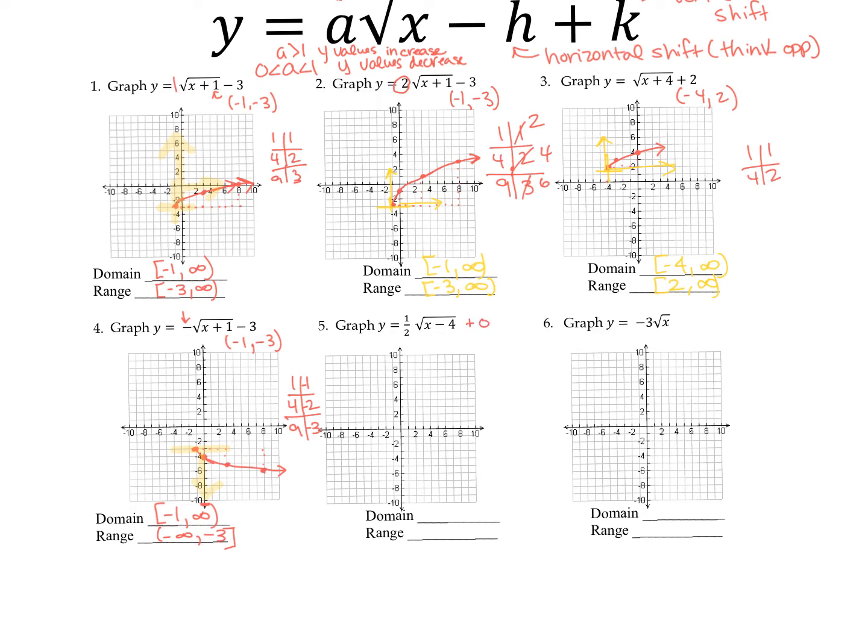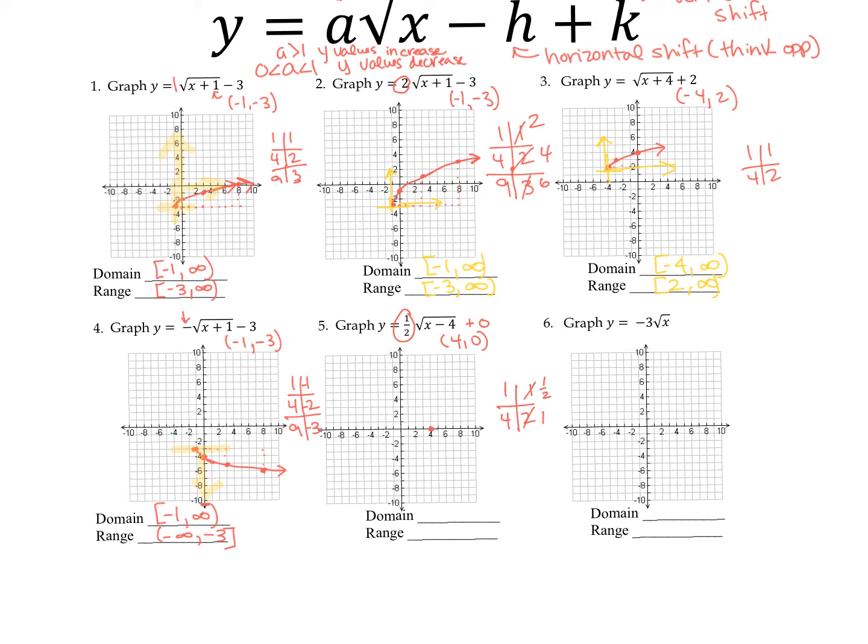This is like a +0. So as far as my vertical shift, there is none. But I am moving my graph to the right 4. So my starting point, opposite of what you see inside, is going to be 4, 0. Now my graph is being multiplied by a 1/2. That's going to affect my y values. So my 1, 1 and 4, 2 are now going to be 1, 1/2 and 4, 1. I'm going to multiply my y values by a 1/2. They're only half as big.